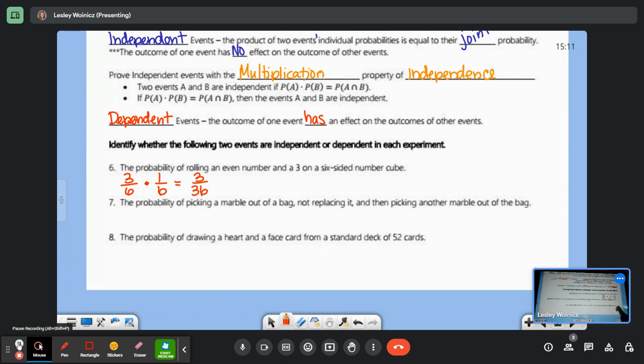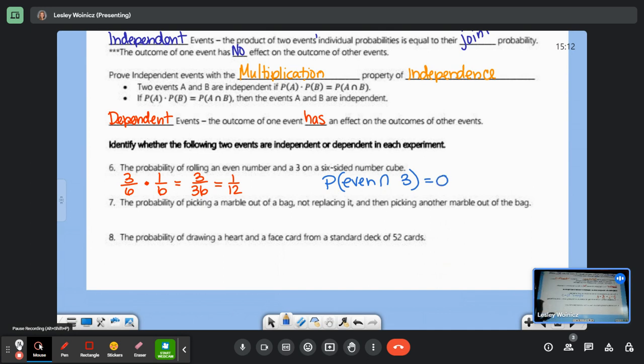Can we reduce this? 1 out of 12. Okay, so let's see what their joint probability is. What is the probability of rolling even and getting a 3 on a single cube? At the same time. It's impossible, 3 is not an even number, so the probability is 0.